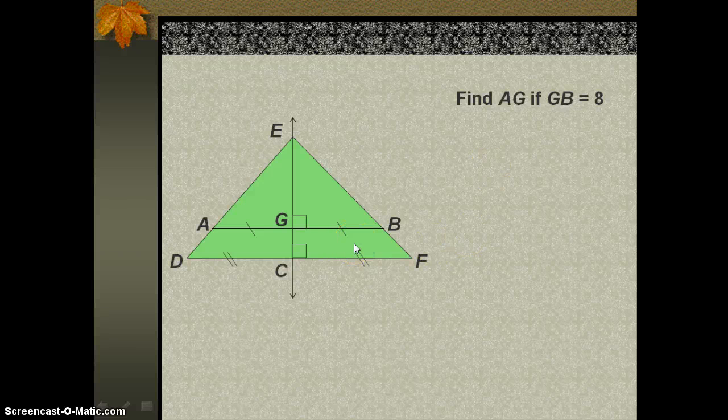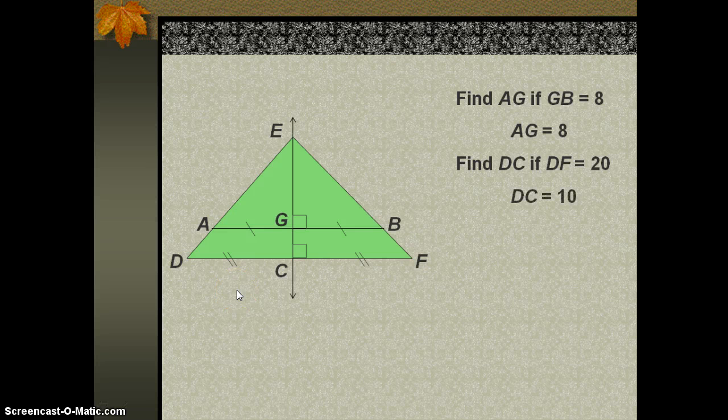Now we're looking at another perpendicular bisector problem. EG is the perpendicular bisector of AB, and it's the perpendicular bisector of DF. Find AG if GB is 8. So if this is 8, AG would have to be 8 because they're congruent. Next one, find DC. So here's DC if DF is 20. Well, DF is the whole thing and DC is only half of it, so that means that DC would have to be 10.